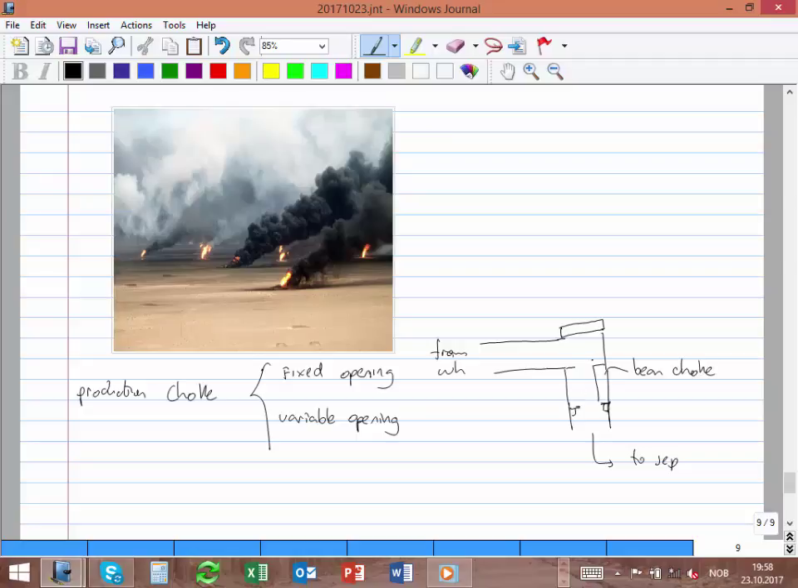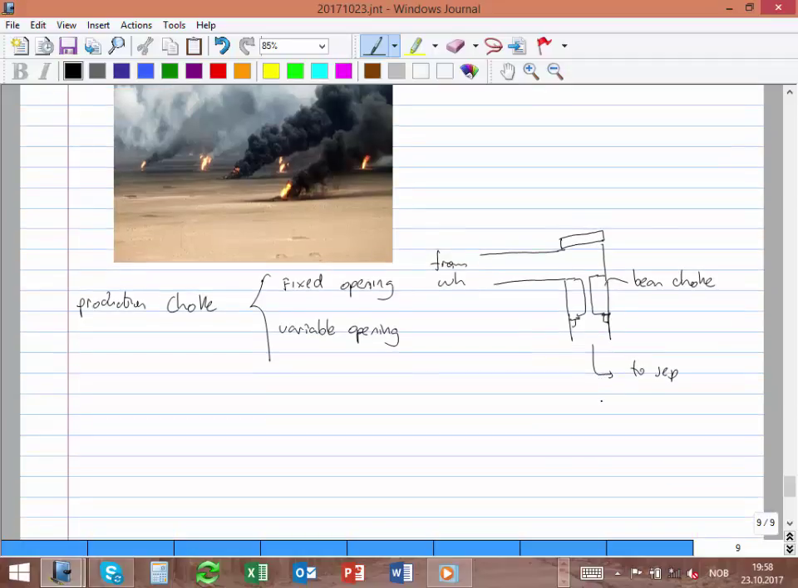Initially, I might be using something like that, a very small opening, because I have a lot of energy. If I don't control it, I will be producing a very, very high rate. And with time, I use a choke with a bigger and bigger opening. And actually, we are going to do some modeling, some calculation of this choke.